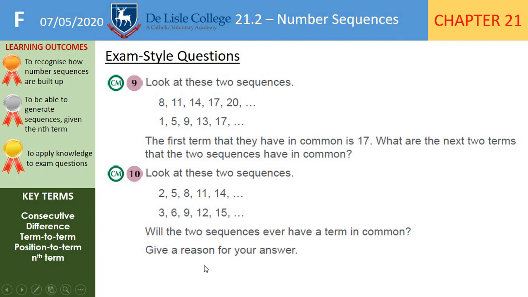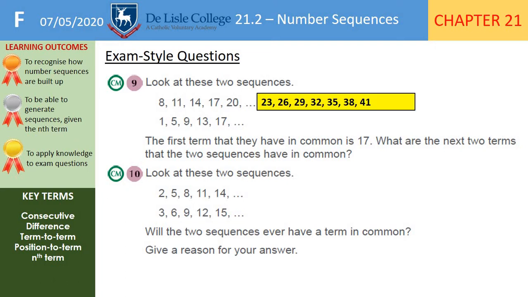Right, brilliant. Question 9. Look at these 2 sequences. You've got sequence 1 here and sequence 2, and it says the first term they have in common is 17. Now we should know that in common means it's got the same, so the first term in common is a 17. Okay, there's nothing before that they both have. What are the next 2 terms that they have in common?